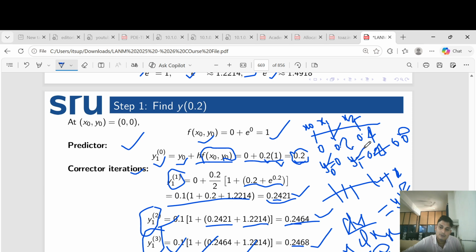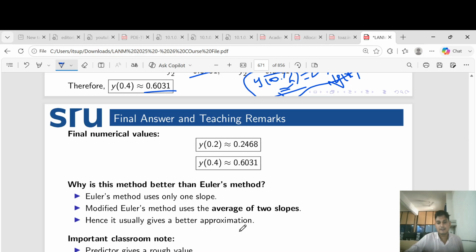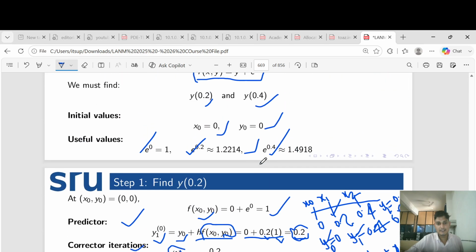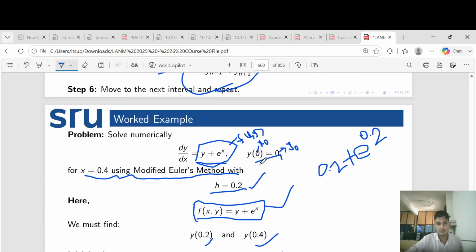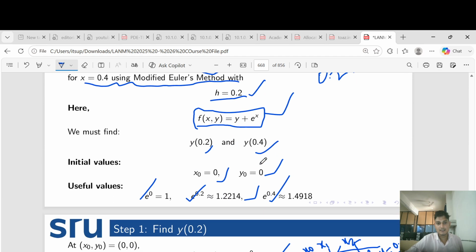Meaning thereby, y0 is 0, given. You evaluate y1 as 0.2468. Here you declare that y2 is equal to 0.60. So this is the methodology, whereby you divide each step. This is a long process, and this is also a very important method.